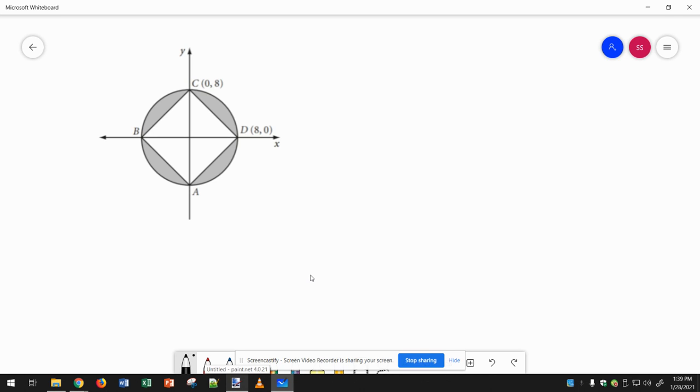So we need to find the area of the shaded region. We're told this is a square, and we're going to round to the nearest whole number. So we need to find the area of the circle. That's going to be bigger, right? And then we subtract the area of the square because the square is inside the circle. You could say it's inscribed in the circle.